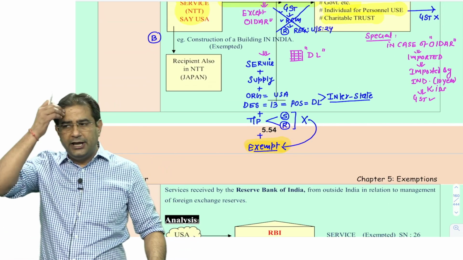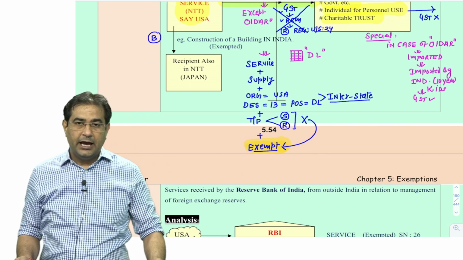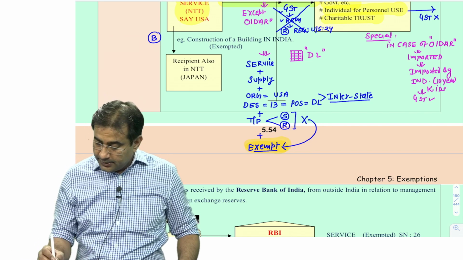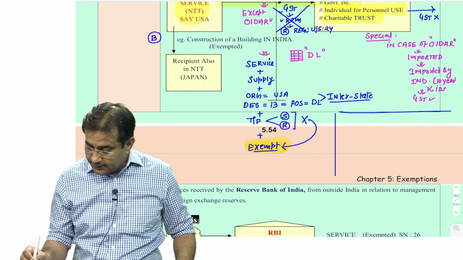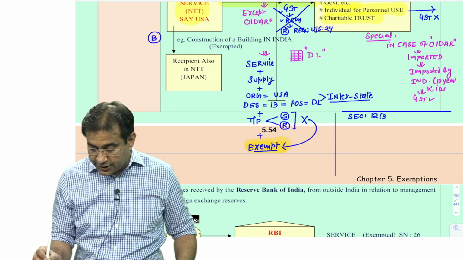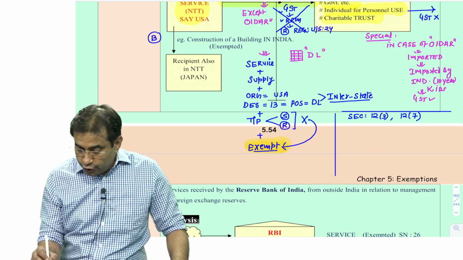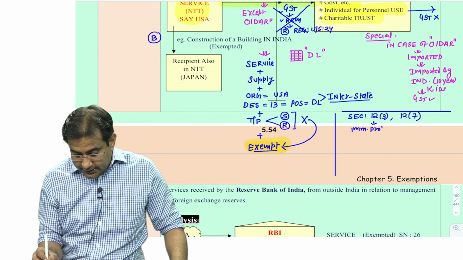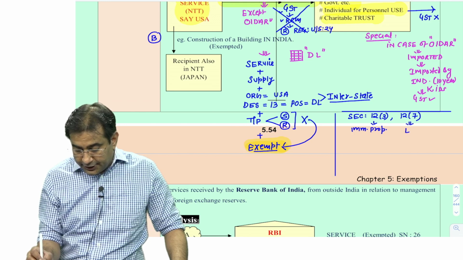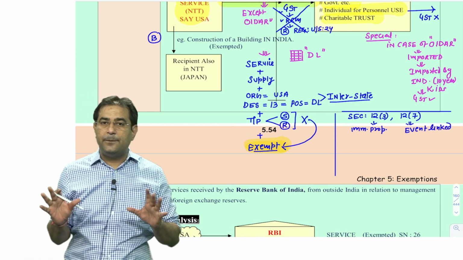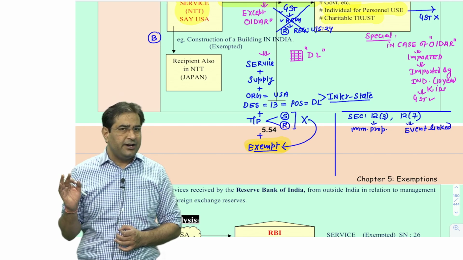When we study place of supply, gate number 3, at that moment we have seen, just try to remember your section number 12 subsection 3 and section number 12 subsection 7. Section 12.3 relates to immovable property. Is it okay? Yes, sir. And 12.7 related to event linked services. There was a proviso there. Listen to me very carefully.